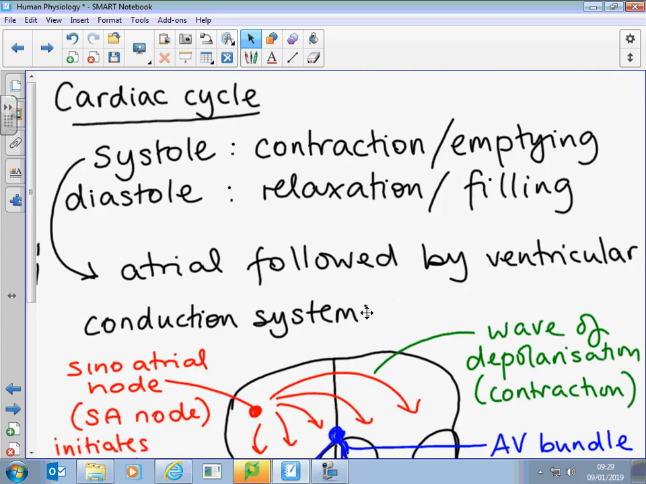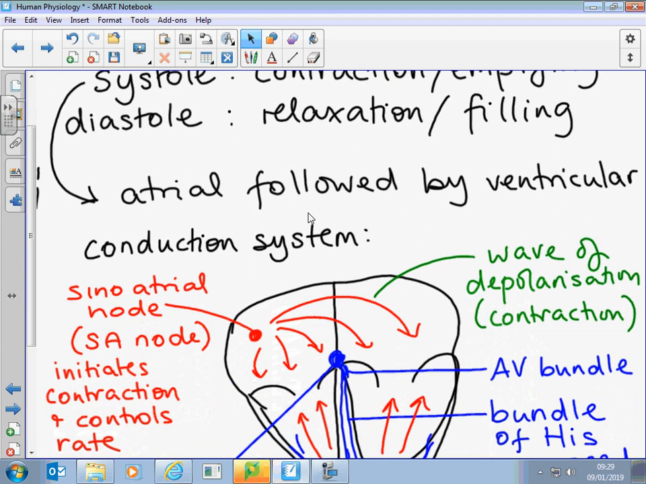We also looked at the cardiac cycle, systole and diastole. The systole bit, I then had an arrow coming around to show that it's got 2 components. The contraction of the heart is the atria followed by the ventricles. And so down here we have the conduction system to explain that. But equally important is the diastole, the relaxation or the filling part of it. That just all happens at once.